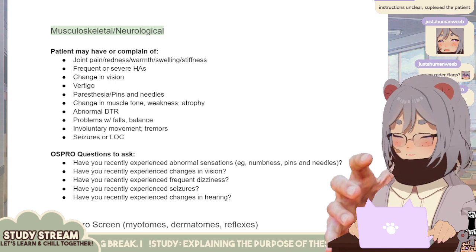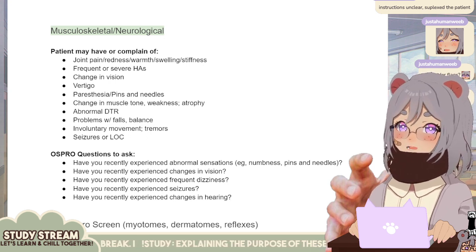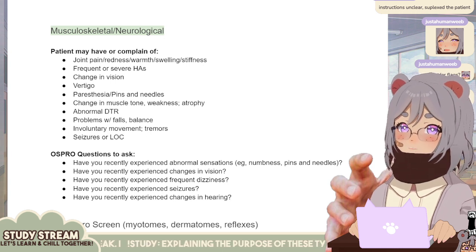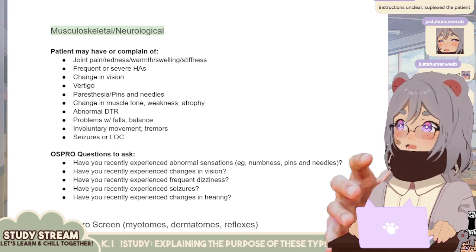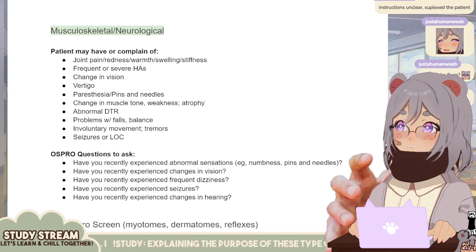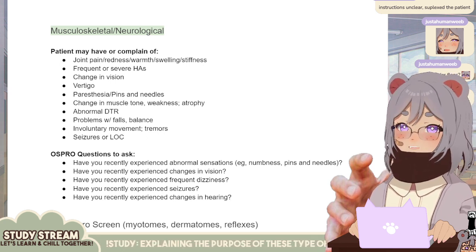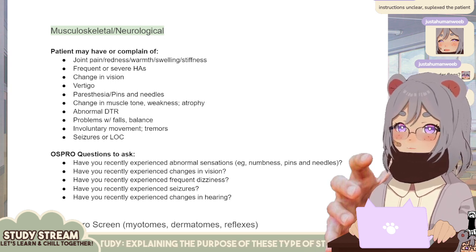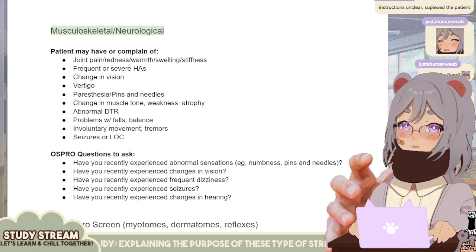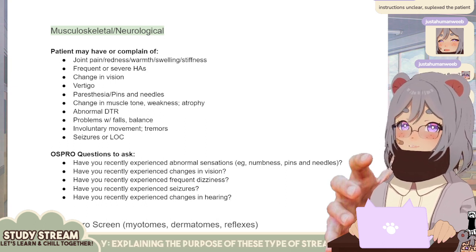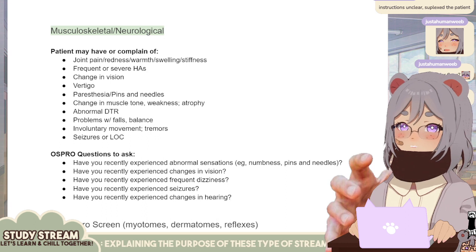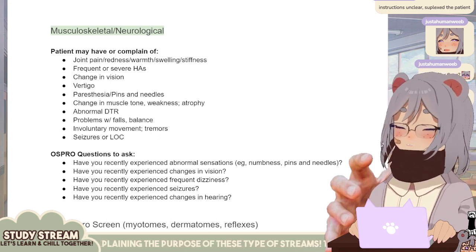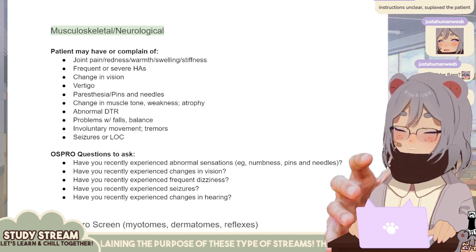Patients may complain of joint pain, redness, warmth, swelling, stiffness, frequent or severe headaches, change in vision, vertigo. They may have pins and needles, a change in muscle tone, weakness, or atrophy, so their muscles are wasting away. An abnormal deep tendon reflex, which we'll talk about a little more later, problems with falls or balance, involuntary movements such as tremors, and seizures or loss of consciousness are definitely things we want to consider for both the musculoskeletal and neurological, but for whatever reason the book kind of combined the two together.